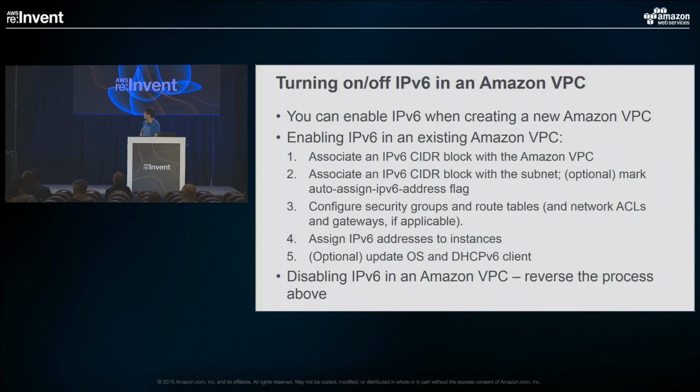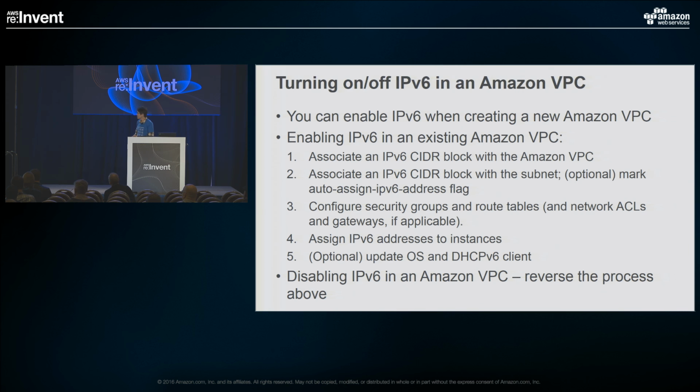Now, we come to how to turn on and off IPv6 in Amazon VPC. You can turn it on as soon as you create a new VPC, or you can turn it on for an existing VPC, which may be very applicable to many of you because you may already be running resources on EC2 and you want to start using IPv6 with them. If you create a new VPC, there will be an option. You can put IPv6 CIDR blocks there immediately, so you can start as a dual stack VPC.